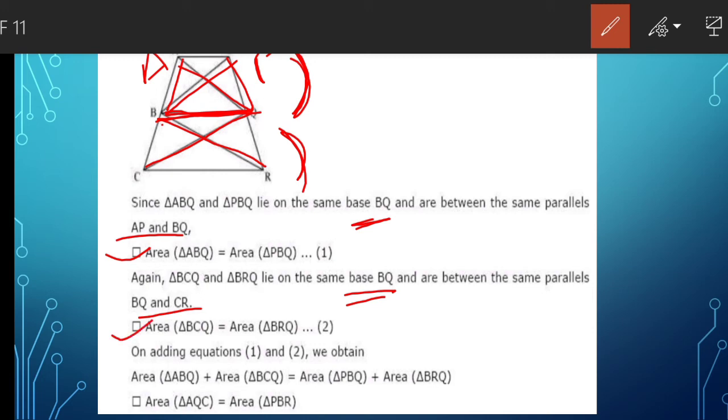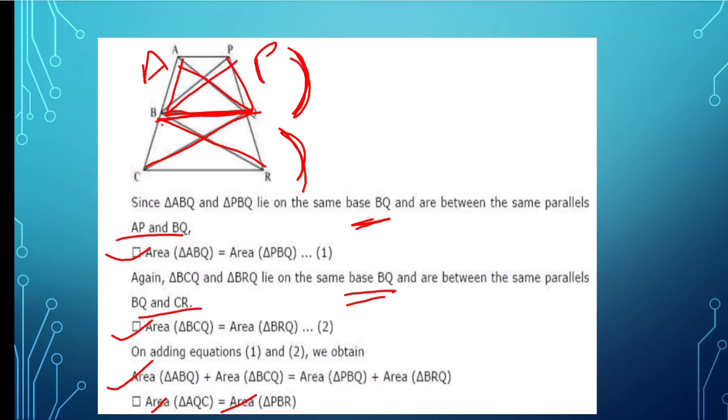Now we will add 1 and 2. On adding AQB with BQC, we are going to get AQC, and with PBQ and BQR we are going to get the area PBR. So first we separated the trapeziums, then we took individual triangles and made them equal, we got four such triangles which are equal to each other, and then add these four triangles. The left should be added to the left so that we get AQC, and the right should be added to the right, that is we get PBR.